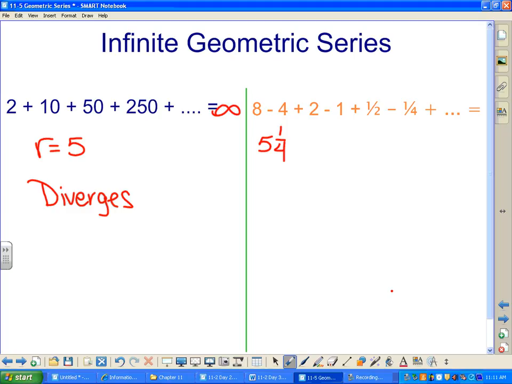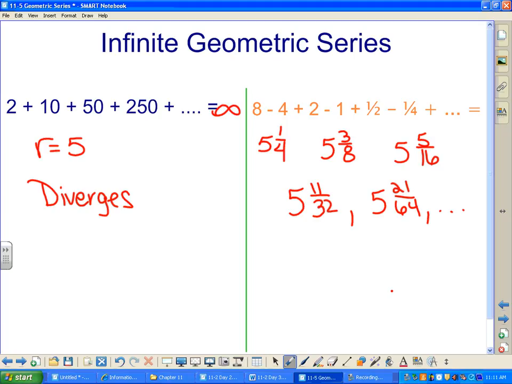1/8. So now put plus 1/8, and what do you get? 5 3/8. What would be the next thing that you're going to subtract? The 16th. What are you getting? 5 5/16. And then you would be adding plus 1 over 32. 5 11/32. And then you would subtract 1/64? We could continue this on and on and on.